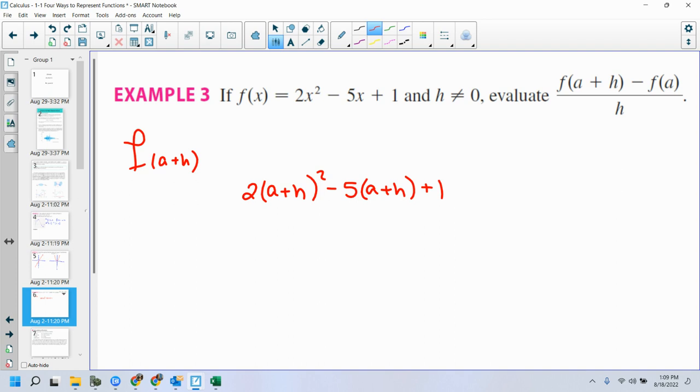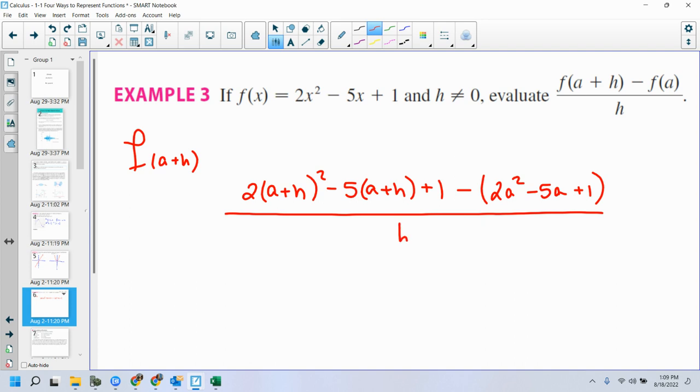Right? But that's only a little part of my formula up here, right? Now I got to subtract f of a. Well, f of a is just plug in a. Remember, I got to subtract that entire function. So f of a is going to be 2a squared minus 5a plus 1, all divided by h. So let's see what this evaluates to be.